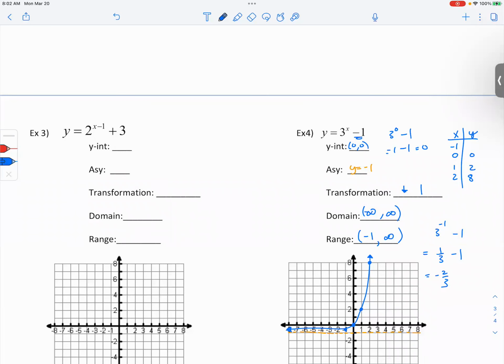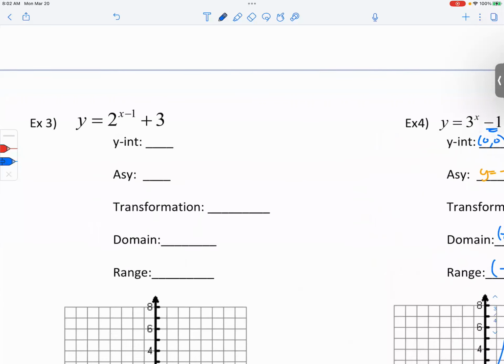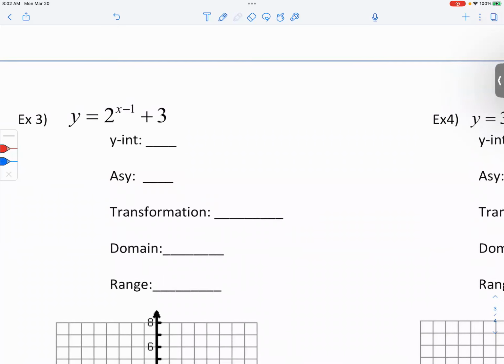Let's take a look at number 3. Now for number 3, we have 2 transformations here. I hope you can see what's going on here. We have 2 transformations here. Can you name the 2 transformations? Up 3 and then? Right 1, good. So up 3 and right 1 unit. So if you know it's moved up 3 units, all right.